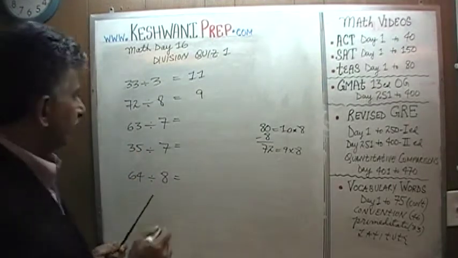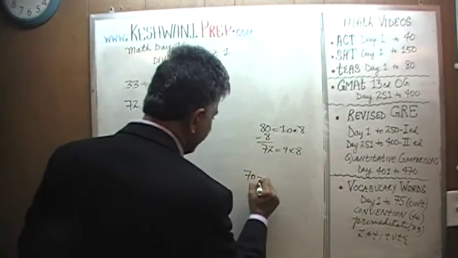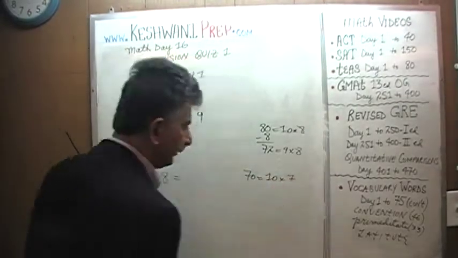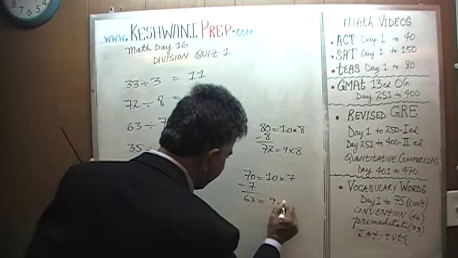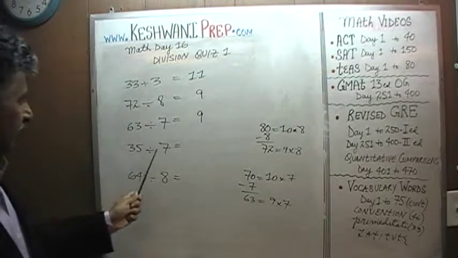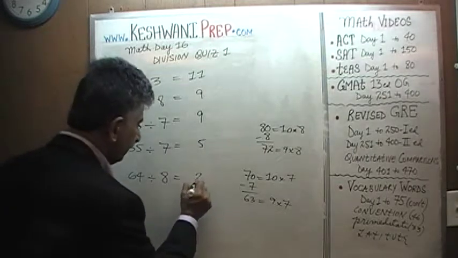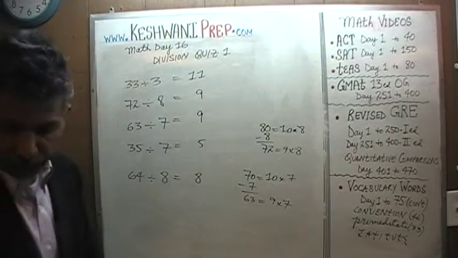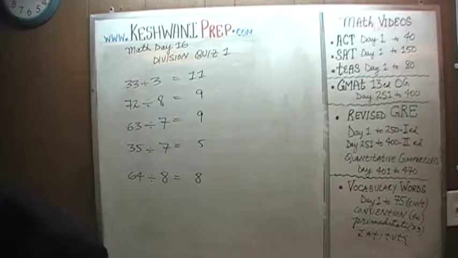63 divided by 7 is again 9, for the same exact reason, because 70 represents 10 sevenths, and if you were to take away 1 seventh from it, we get 63, which represents 9 sevenths. So 9 sevenths are 63, or 7 nines are 63. 35 divided by 7 is going to give us 5, and 64 divided by 8 is 8, because 8 eights are 64. Now here's what I want you to do next. The next few problems, let's do them here, and see what you think. Here are the next problems.